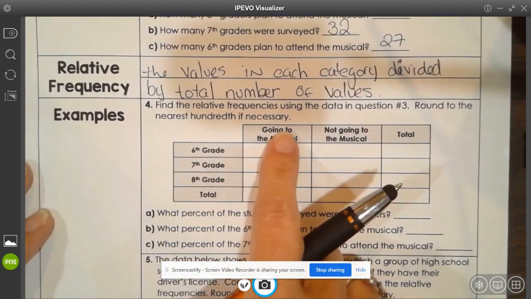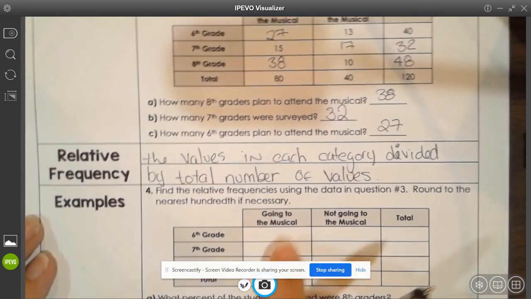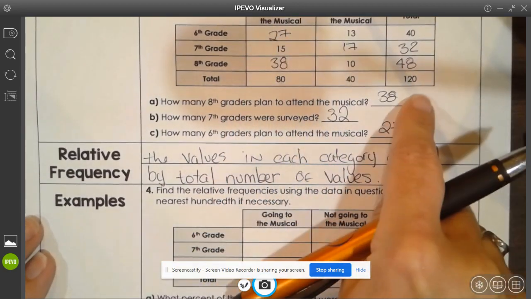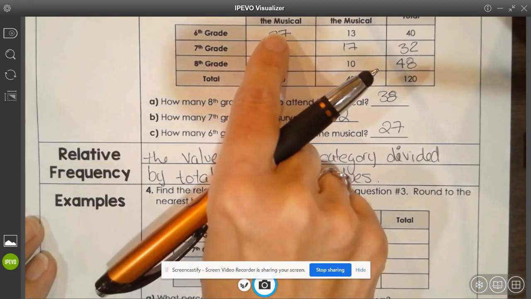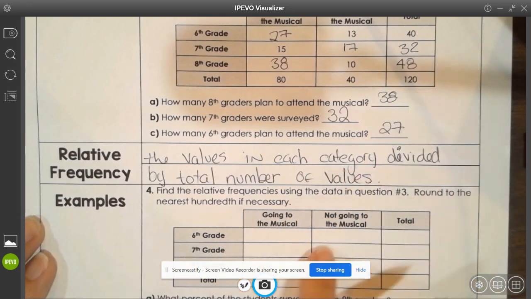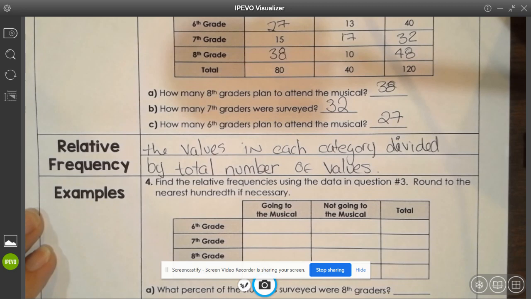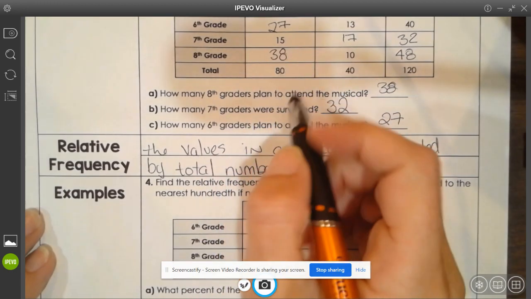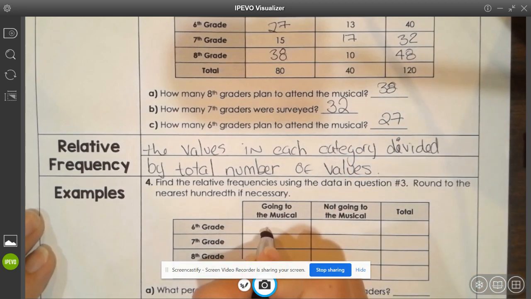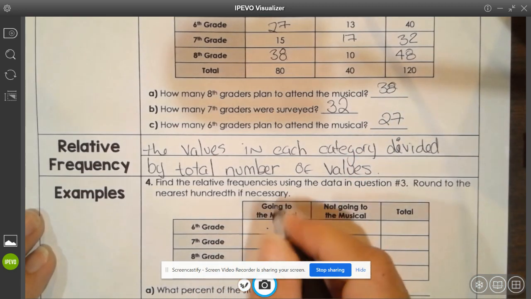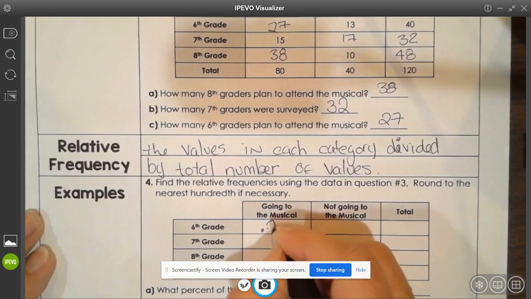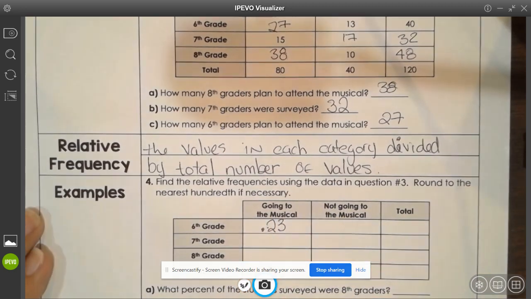So it says 6th graders, so going to the musical. We're gonna find each of the data. What we're gonna do here is this is the total number of students. We're going to divide 27 divided by this, each of the numbers to find each of the data points here. So let's start. So 27, first one, 27 divided by 120. Remember, that's my total, right? 27 divided by 120. That's my first number here. So that is 0.23. Okay, I'm rounding.